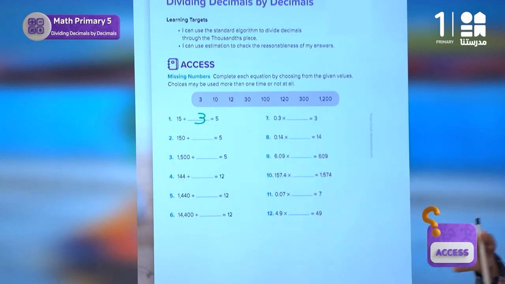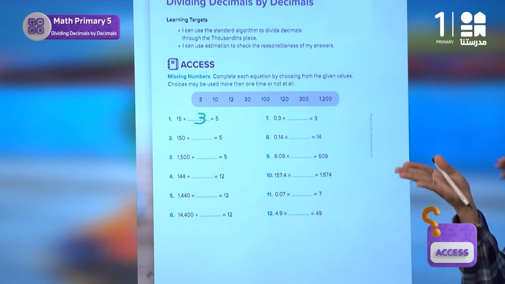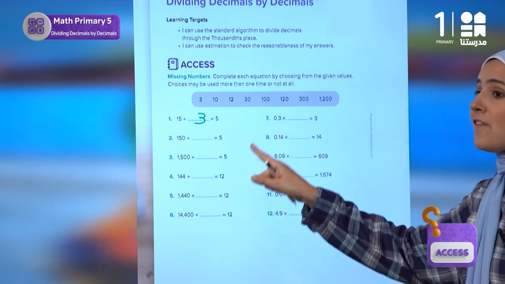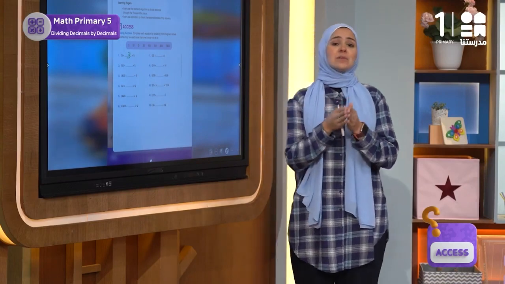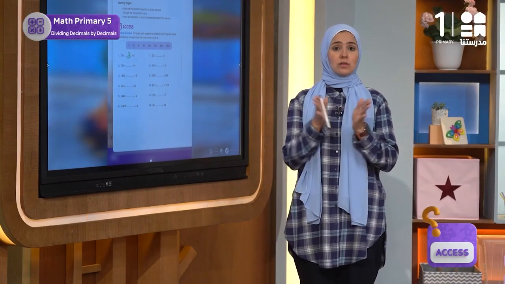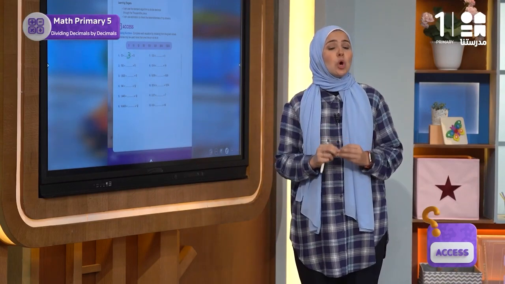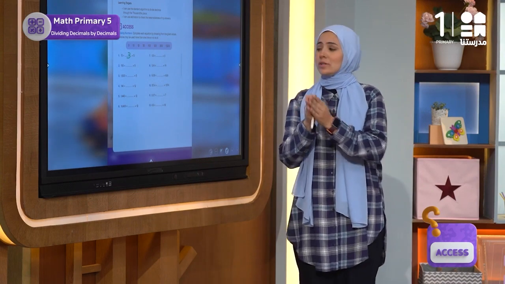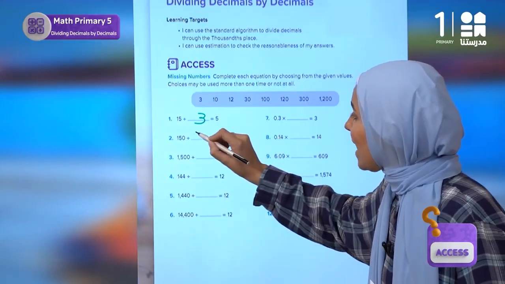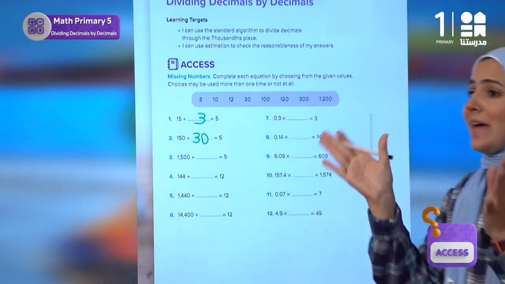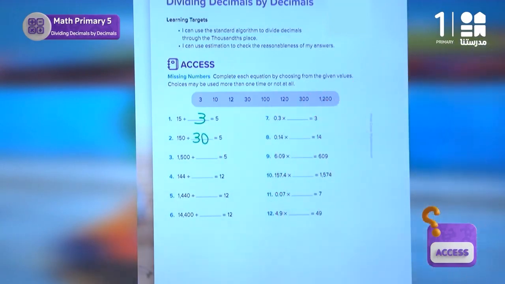In the second question, we're asked to divide 150 by which number to get 5? Now, 15 divided by 3 is equal to 5. And then what do we do? We are going to write a 0 next to it. So 15 divided by 3 is equal to 5, and I will write a 0 next to it, so my answer is going to be 30.